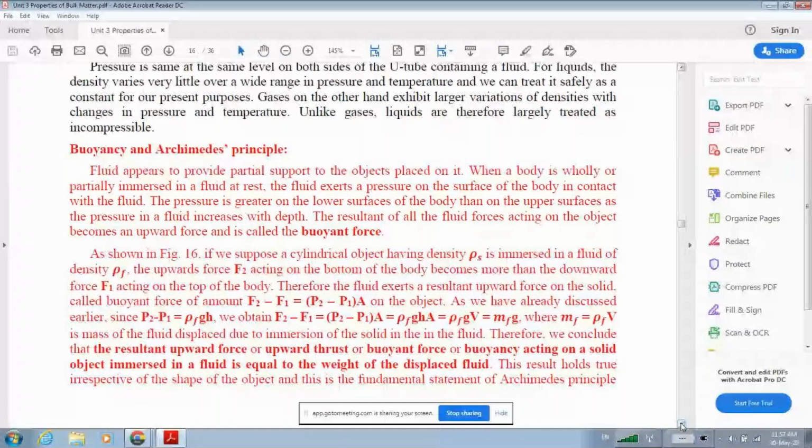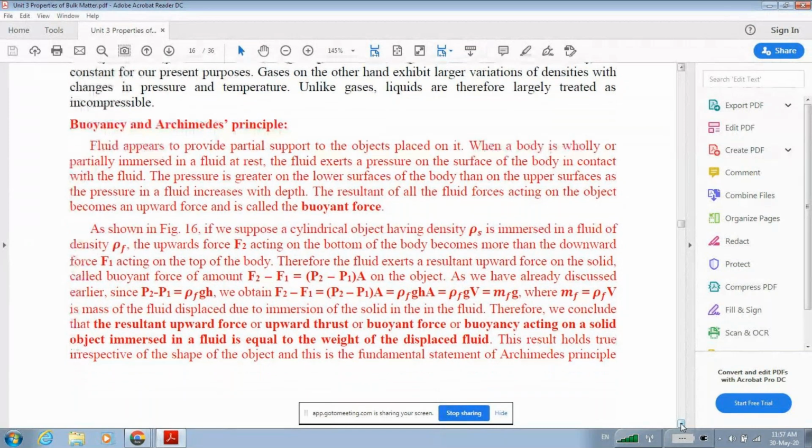So volume of the irregular shape, not only irregular shape, whether it is a regular shape or irregular shape, if I immerse any object into the fluid, the liquid level will rise up. So what is the difference between the final liquid level and the initial liquid level? That volume rise will give you the volume of the solid submerged in the fluid.